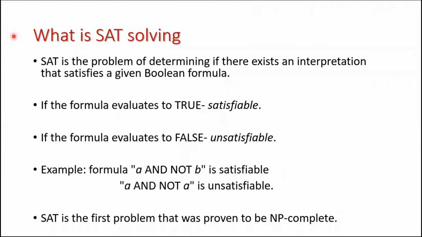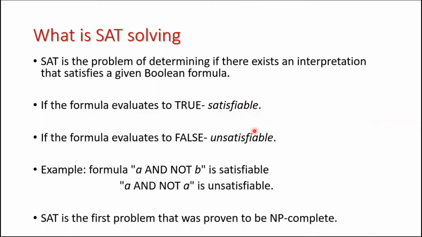The Boolean satisfiability problem or propositional satisfiability problem, which is abbreviated as SAT, is the problem of determining if there exists an interpretation that satisfies a given Boolean formula. In other words, it asks whether the variables of a given Boolean formula can be consistently replaced by the values true or false in such a way that the formula evaluates to true. If this is the case, the formula is called satisfiable.